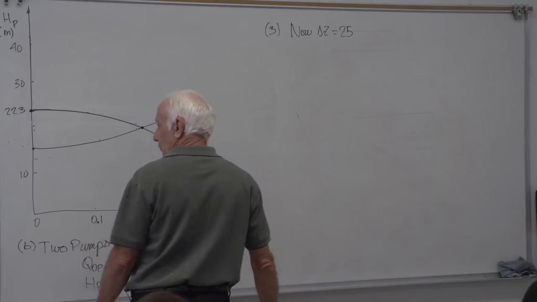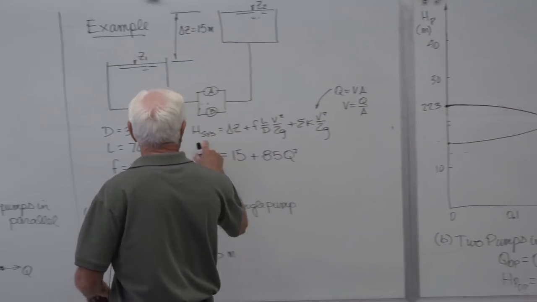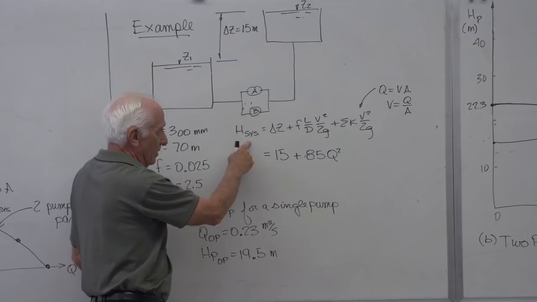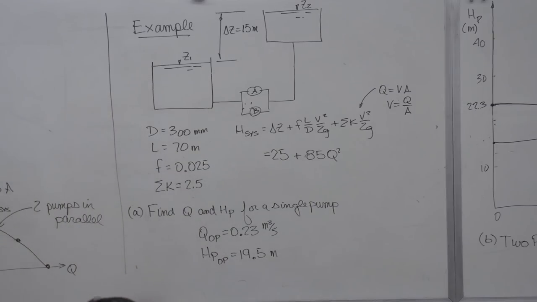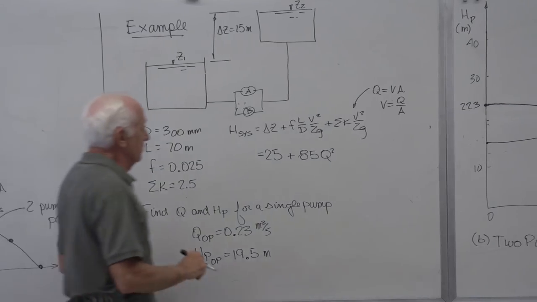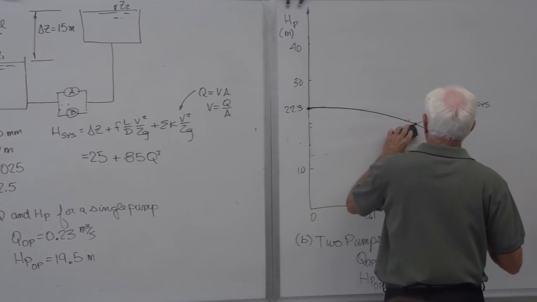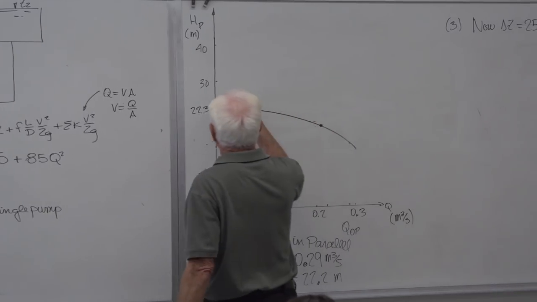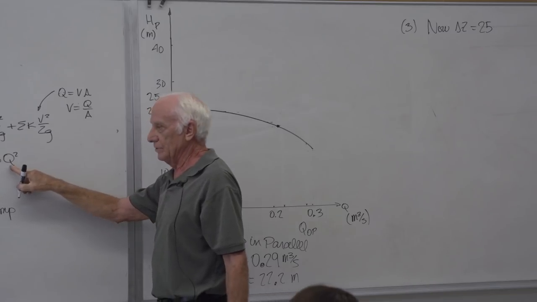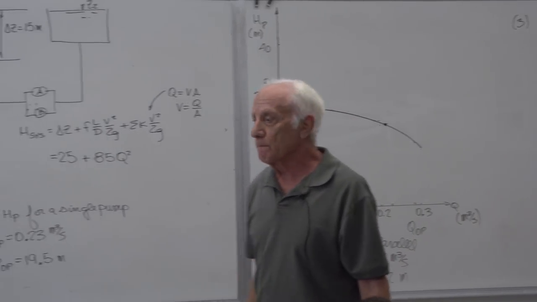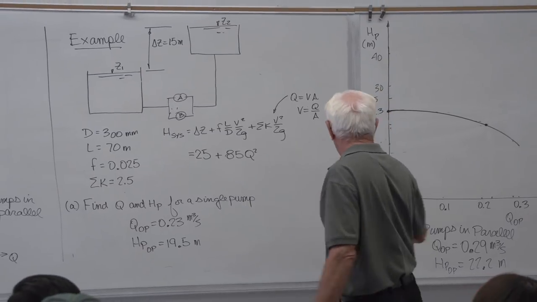So we go back to our energy or system equation. What's delta Z? 25. Okay, so now we draw the curve. Start when Q equals zero. When Q equals zero, H is 25. And now you guess Q. Yeah, go ahead. For part B, when we added a second pump in parallel. Which one now, this one? Yeah.